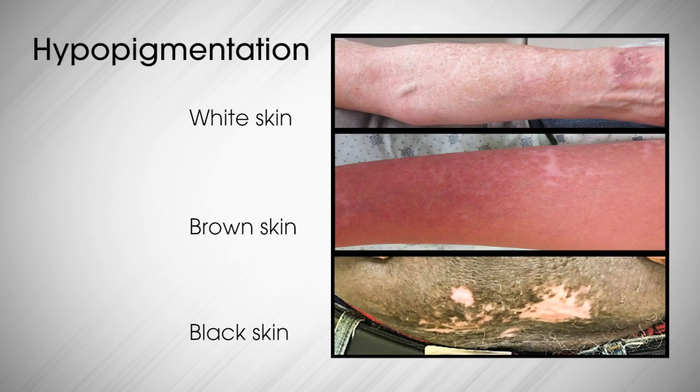This slide gives us an example of hypopigmentation in different skin colors. We can see in the top slide white skin moving to brown skin and then black skin, and we can see hypopigmentation is much more pronounced in black skin. This marked contrast between the white and the black portions of the skin, especially in exposed areas of the body, is more cosmetically challenging for black patients.